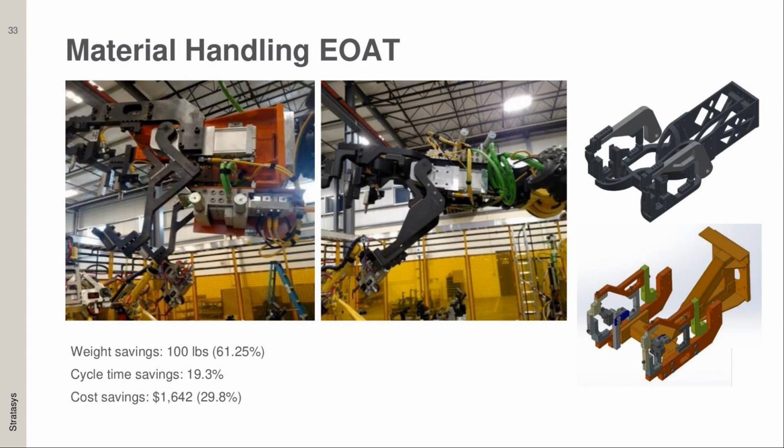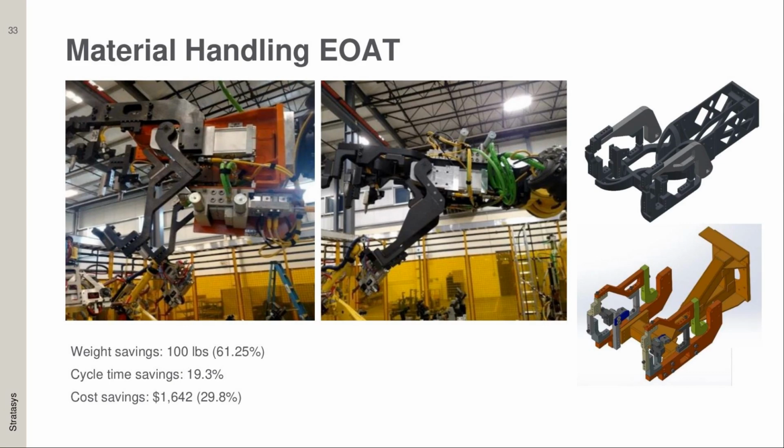Which seems crazy, but a lot of times these end of arm tools are made out of metal. There's a lot of components. So even though your load is only 15 pounds, the robot has to pick up 168 pounds plus the load of the part. And this causes a lot of inefficiencies along the way. So we redesigned this, and we were able to cut the weight from 168 pounds to 68 pounds.